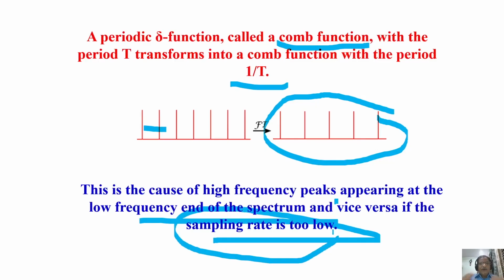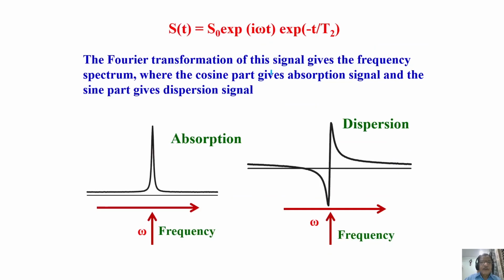You understand? Remember, what is the periodic function? It is a comb function, and it transforms into a comb function with period equal to 1 over t. Okay, with that we will come back to our expression.